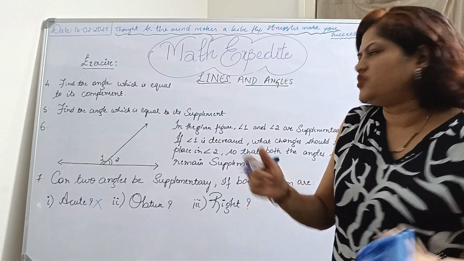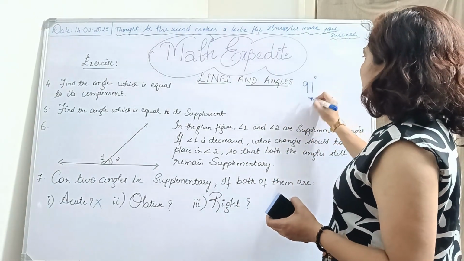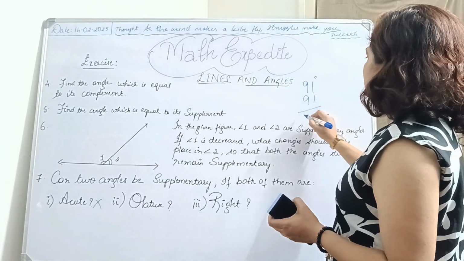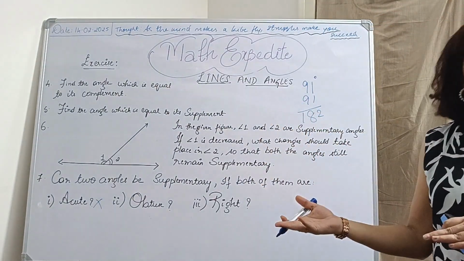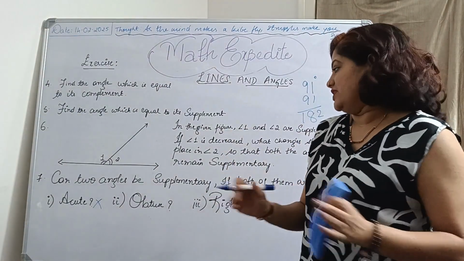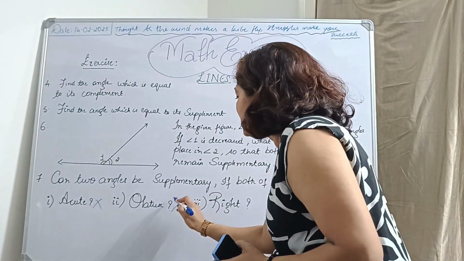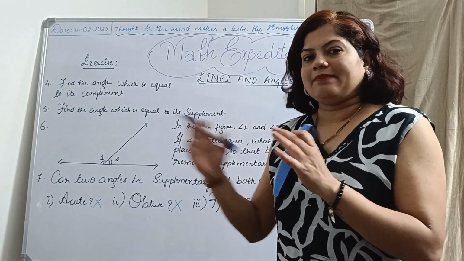So let's use the same trick. Above 90 degree is 91. Again 91 to 182. So it is going beyond 180. Correct? So it is not supplementary. Understand? They cannot be two obtuse angles which make up to supplementary.